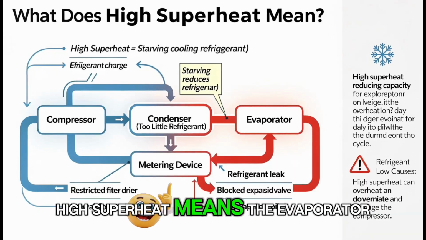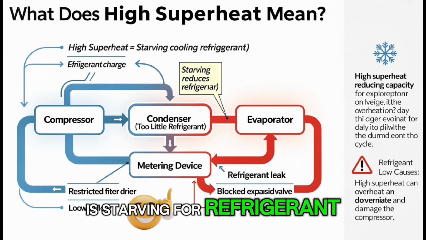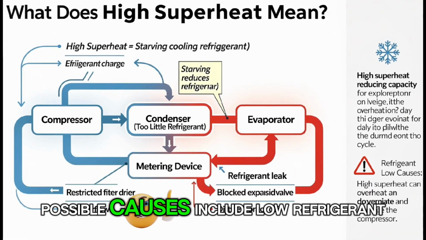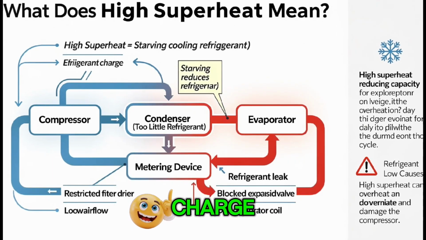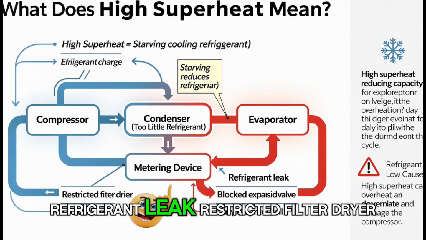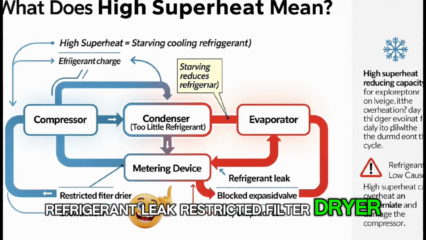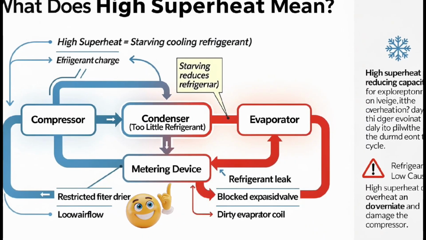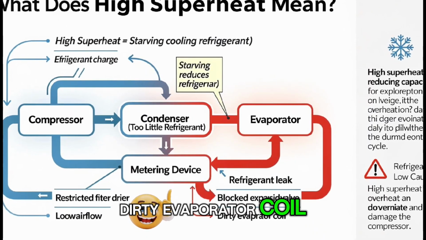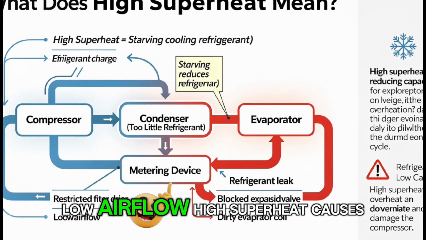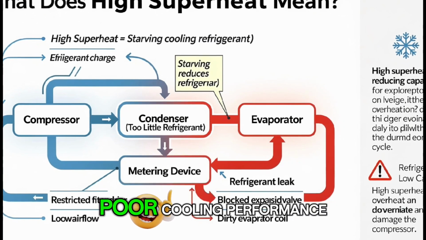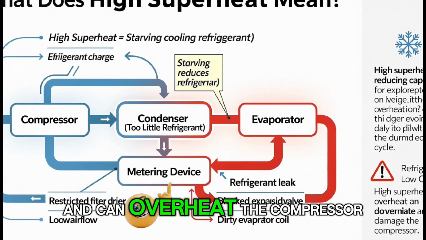What does high superheat mean? High superheat means the evaporator is starving for refrigerant. Possible causes include low refrigerant charge, refrigerant leak, restricted filter dryer, blocked expansion valve, dirty evaporator coil, low airflow. High superheat causes poor cooling performance and can overheat the compressor.